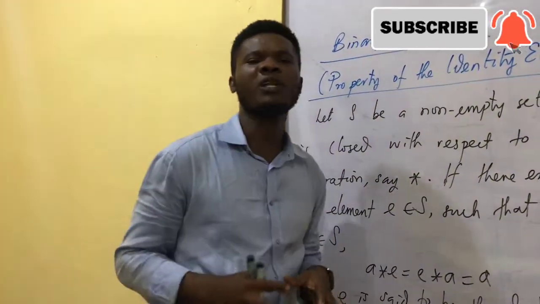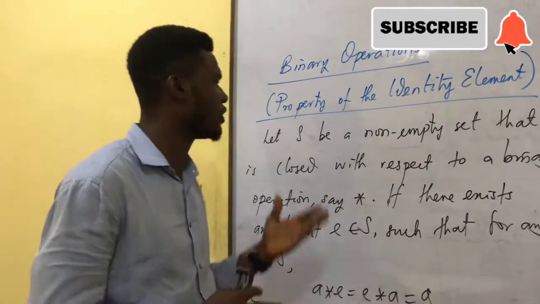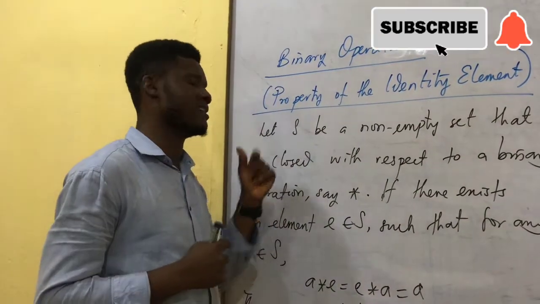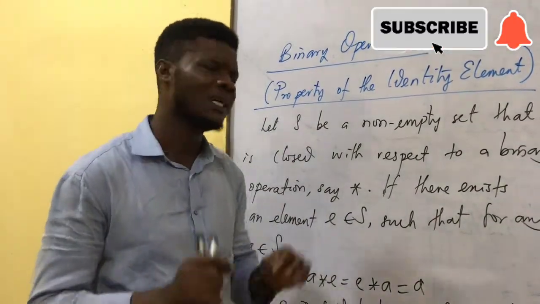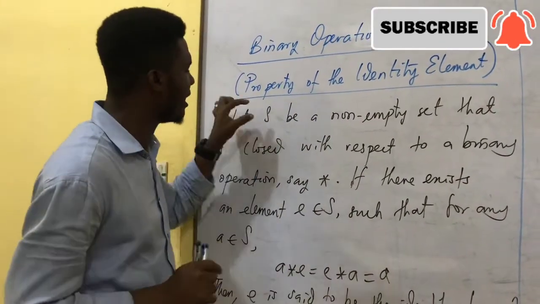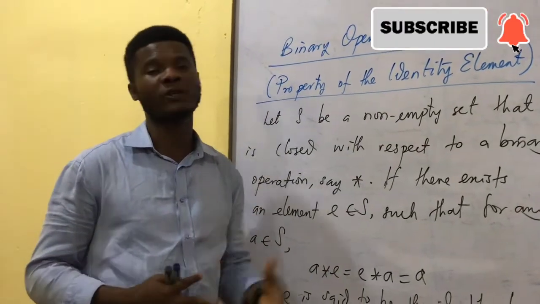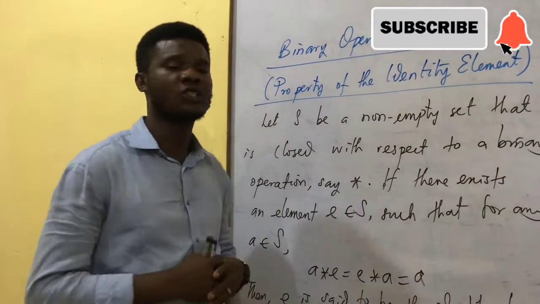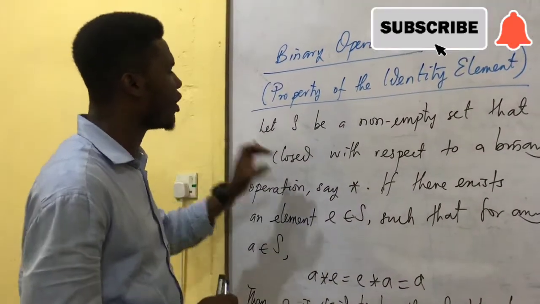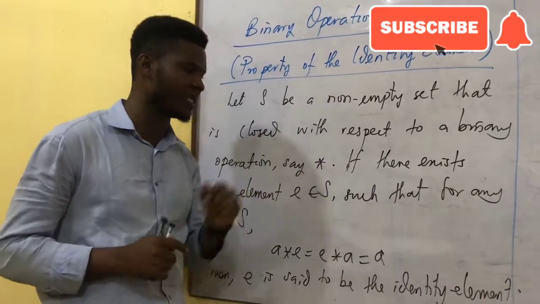Now, before talking about the identity element, you must know that there must be something called the non-empty set, and in this case I'm using S to represent my non-empty set. Now, another thing that is striking about the property is the fact that the non-empty set must be closed. In my video on closure property, you can check that out. I had already discussed what the closure property is all about. So the non-empty set must be closed with respect to a binary operation, in this case say asterisk.